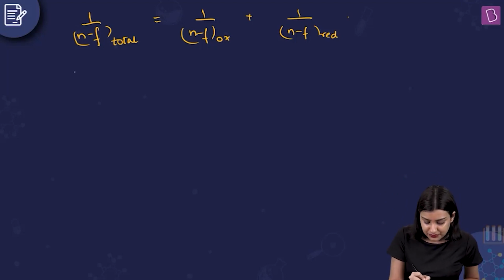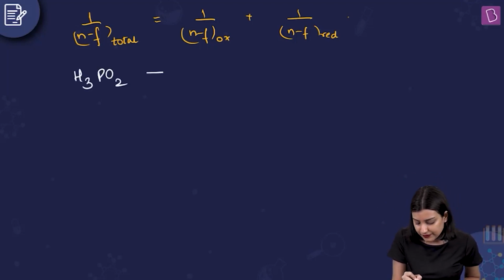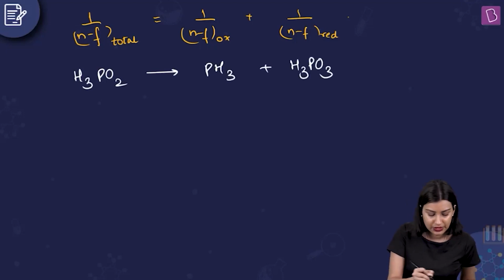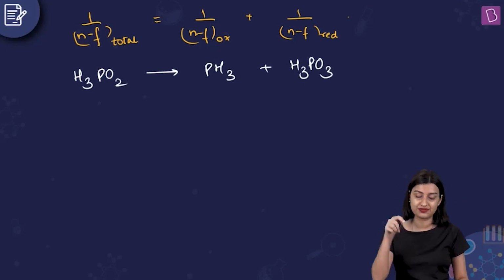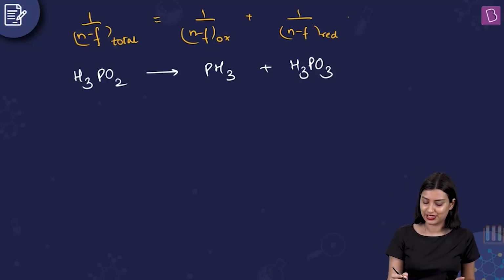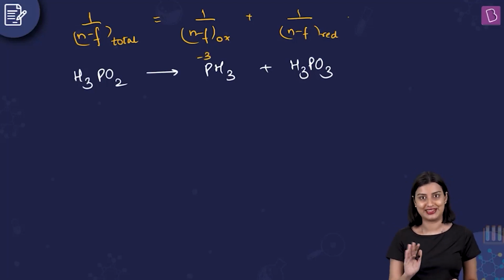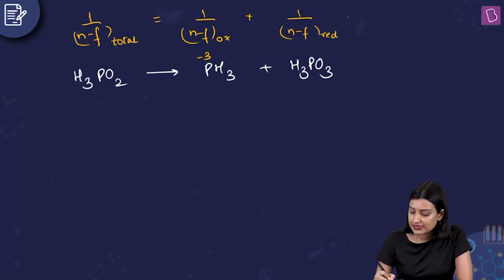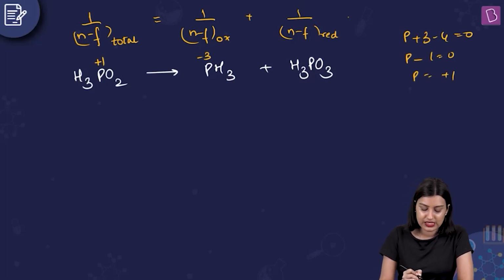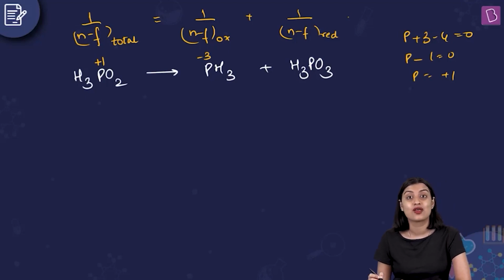So here you have H3PO2 gives you PH3 plus H3PO3. Phosphine is the easiest to deal with because hydrogen is going to be +1, so phosphorus is going to be -3. Done. Let's find out the other two cases. For H3PO2, let's say P is the oxidation state of phosphorus. So P plus 3 minus 4 is equal to 0. So P minus 1 is equal to 0, or P is equal to +1. So here phosphorus is in the oxidation state of +1.